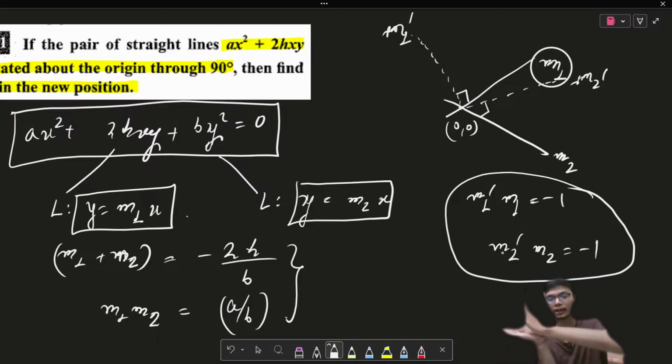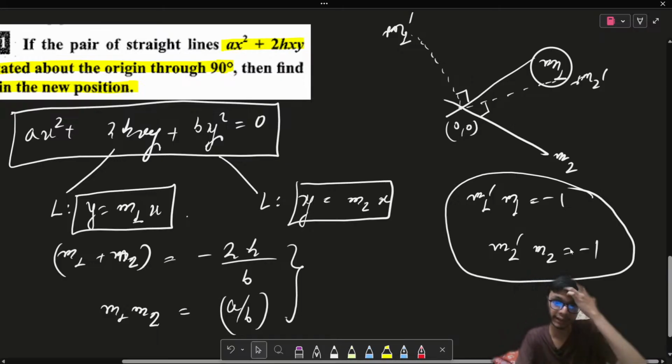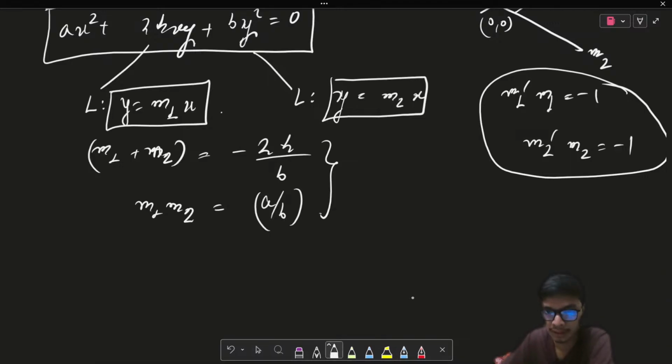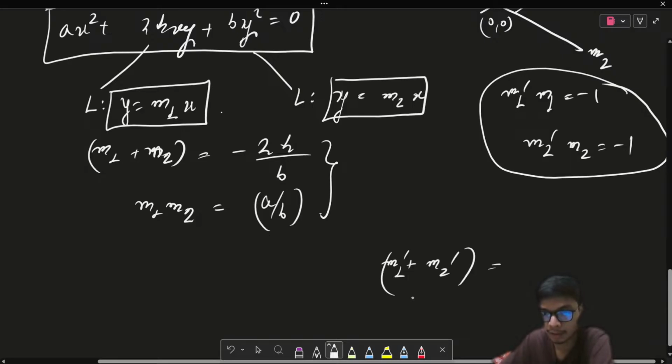So when the pair of straight lines is rotated, it basically means that in the rotated form, the individual lines are perpendicular to their corresponding original lines, right? That is what I am trying to explain over here. So using this concept, I can modify my equation to find m dash. So m1 dash plus m2 dash will now be equal to minus 1 upon m1 plus minus 1 upon m2, right?